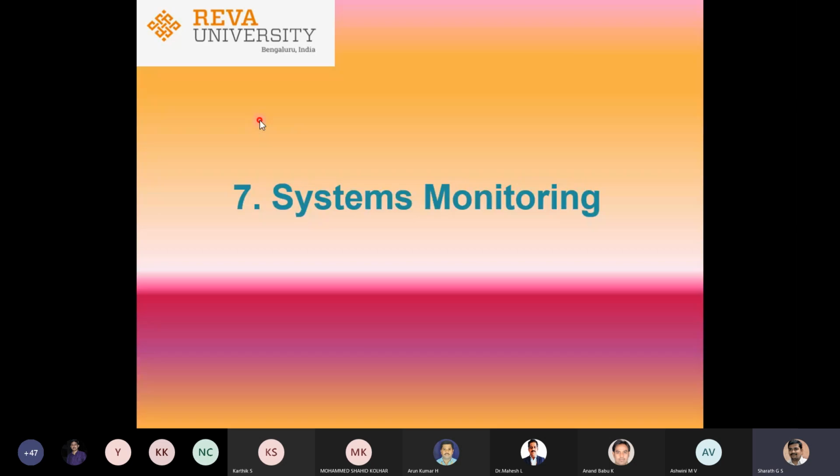Coming to the systems monitoring, some faults we are not able to identify or recognize. Most of the faults of the engine, some faults go unnoticed, and in order to address those faults which go unnoticed, we use systems monitoring.